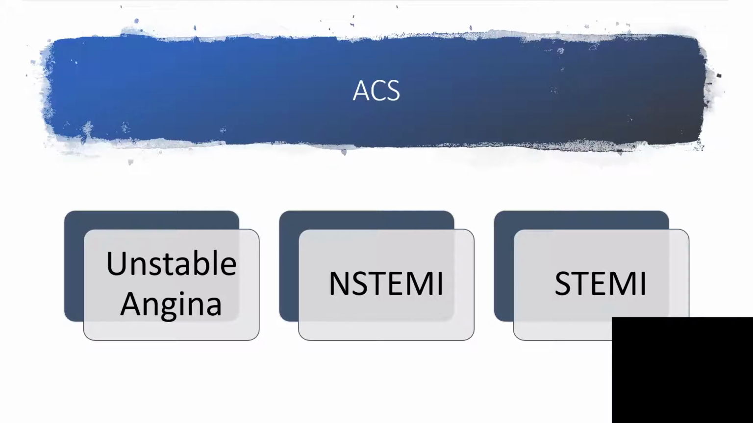We are going to come across 3 scenarios. The 3 are grouped together under one umbrella called acute coronary syndrome. And this could be unstable angina, non-ST elevated myocardial infarction, and ST elevated myocardial infarction.